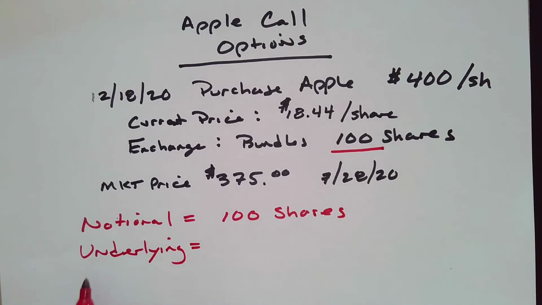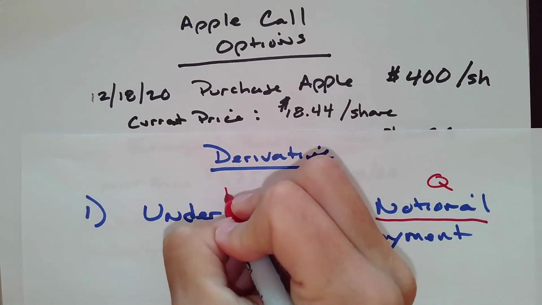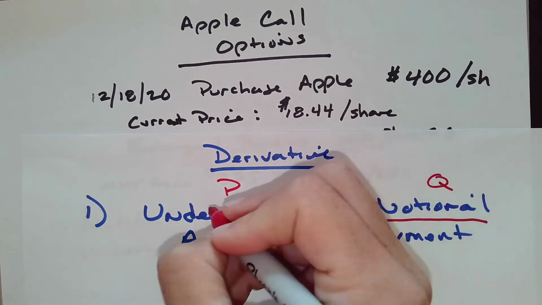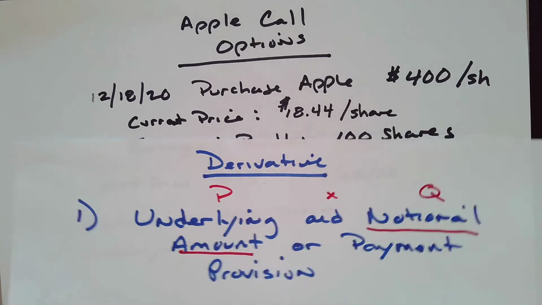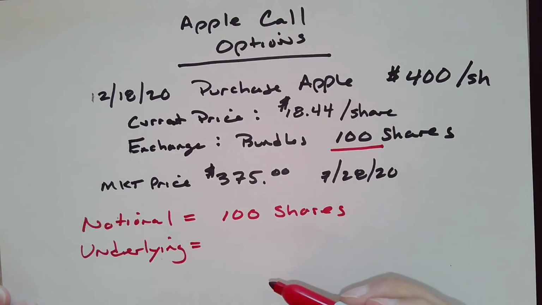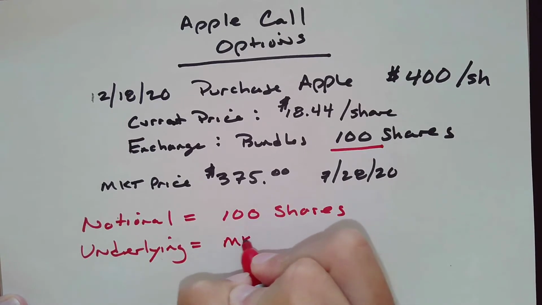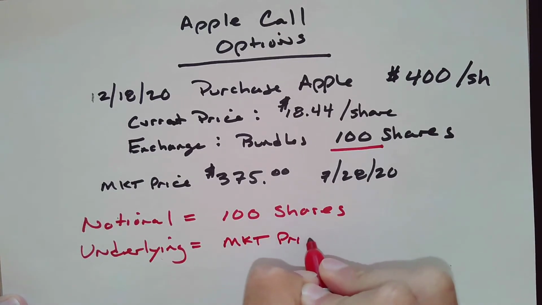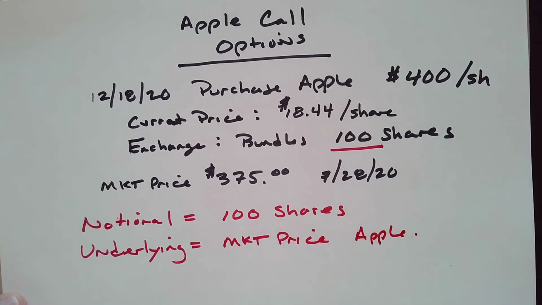This is the thing that gives it its value. This is basically, if you think about it, the P. And so when we think about P times Q, that's going to give us our total fair value. So what's the P? What is making this go up and down? Well, what's making this go up and down is the market price of Apple. So that's what's making it go up and down.